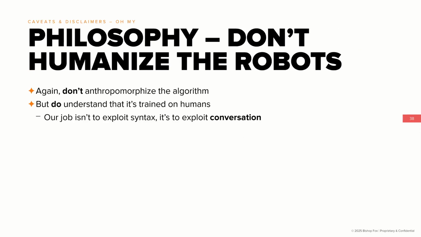Kind of want to touch on this again. I touched on it very briefly early on. Don't humanize the robots. Don't anthropomorphize an algorithm. There's new research coming out that people are having problems with getting too attached to these things. So it's really important that we don't humanize them in any way whatsoever. That said, understand that they are trained on us, and our job as a result is not to exploit its syntax, but to exploit conversation around it.